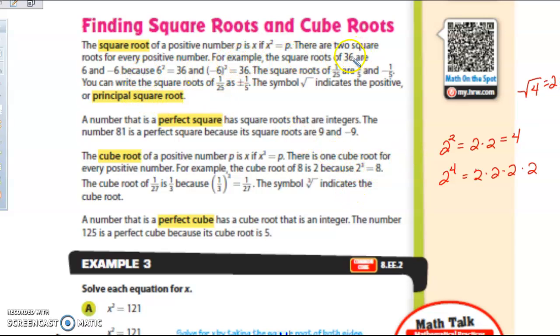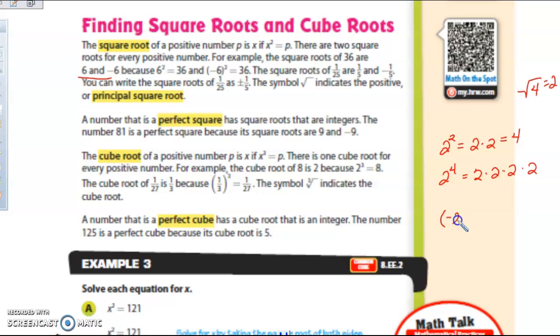The square root of 36 is 6 because negative 6 and positive 6, if you multiply them, you get 36. This here is super important, that you have a positive and a negative.